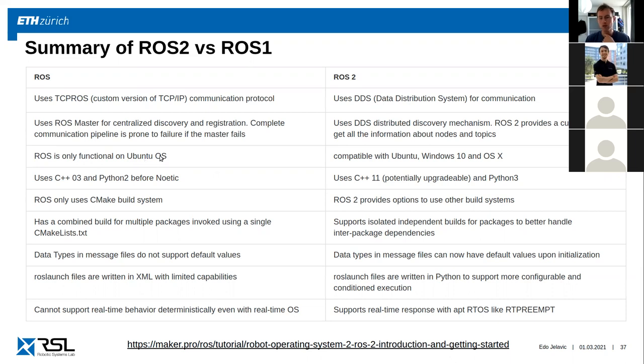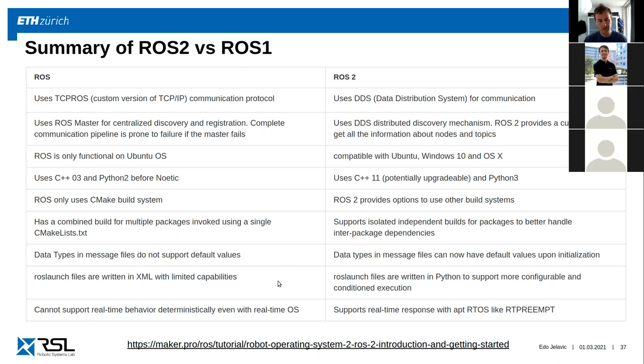ROS1 only works on Ubuntu, whereas ROS2 also has support for more operating systems. Also, the language standard has changed. So we have bumped our C++ and Python versions to C++11 and Python 3. ROS2 also provides an option to use other build systems. So here we use colcon build simply because this was in the tutorials, but you could also use something else.